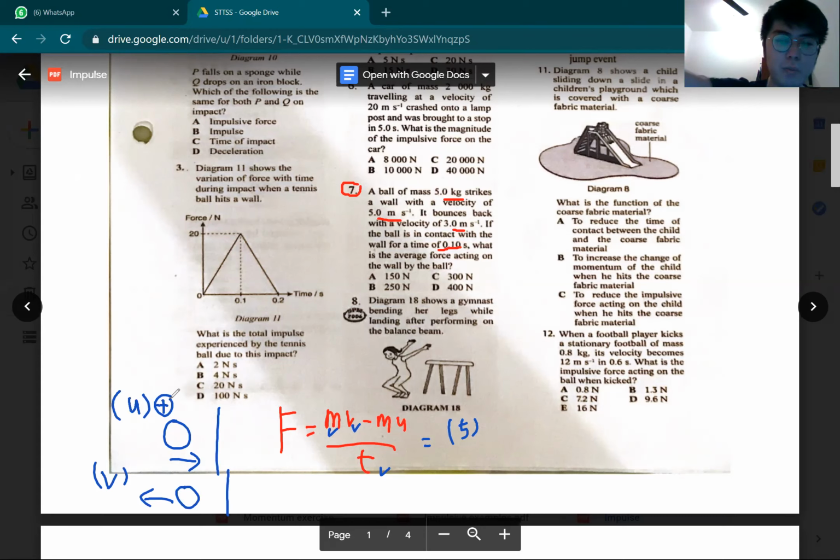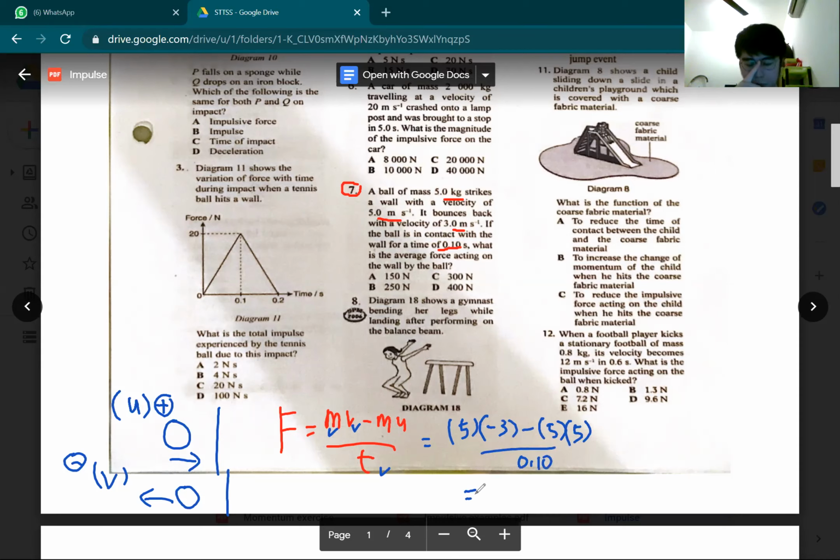Okay, so right is positive, left is negative. Now 5, so for mv you have to put a negative here. Minus 3, minus 5, u is 5, divided by 0.10 second. Okay, so this one you will get negative 400 Newton.